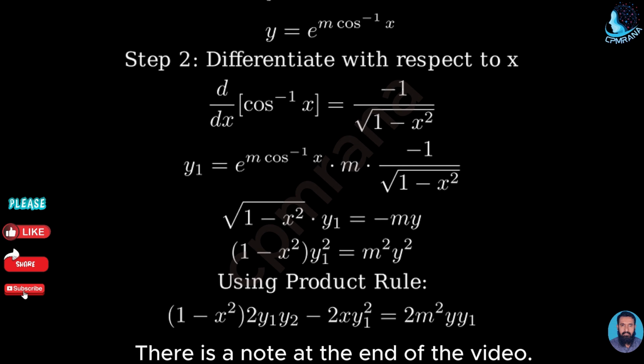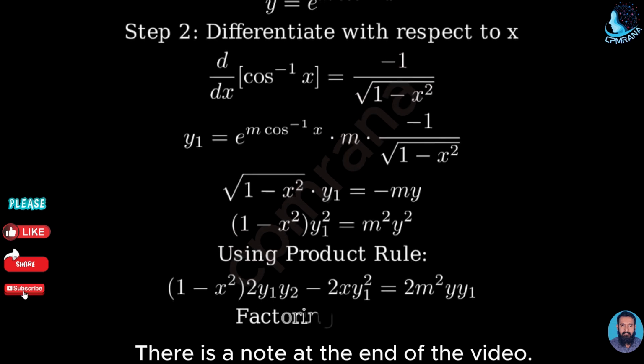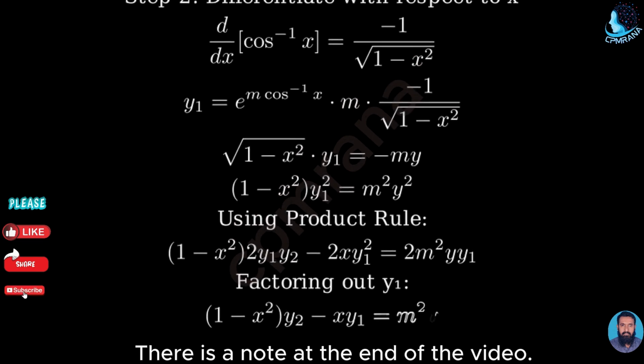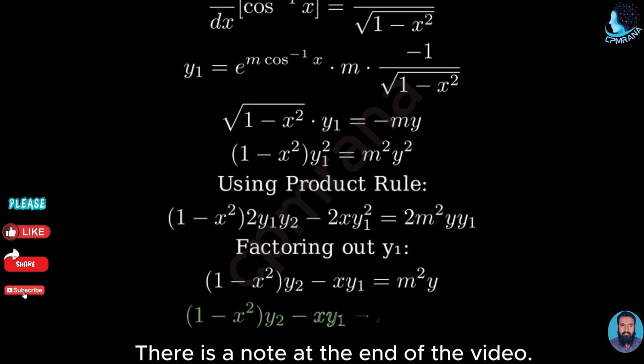Let's simplify this equation. Factor out y1 from both sides, and divide everything by 2. This gives us 1 minus x squared times y2 minus x y1 equals m squared y. Finally, we can rearrange this to get our target equation. 1 minus x squared times y2 minus x y1 minus m squared y equals 0.